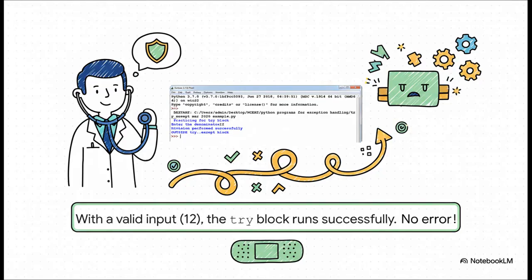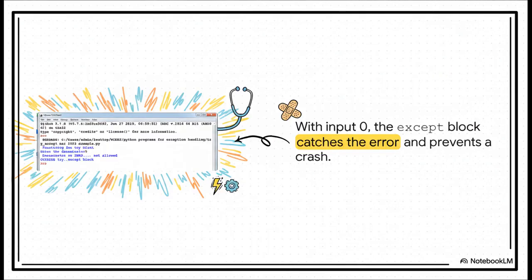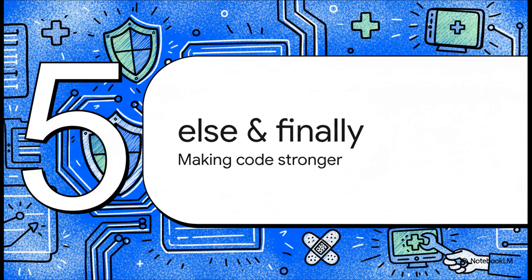Simple. So what's really interesting here is this. When everything goes well, like with this input, the except block is just completely ignored. The program doesn't even look at it, it just moves on. No problem. And see, here's the magic. When the error does happen, our program doesn't crash. Instead, our except block takes over, gives a nice friendly message, and the program can even continue running. The patient is saved.